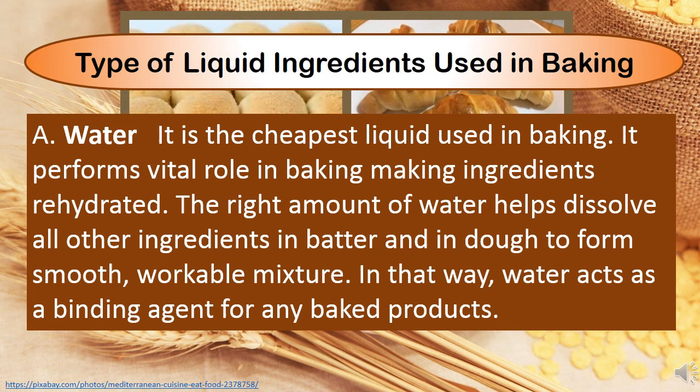Types of liquid ingredients used in baking. First is the water. It is the cheapest liquid used in baking. It performs a vital role in baking, making ingredients rehydrated. The right amount of water helps dissolve all other ingredients in batter and in dough to form a smooth, workable mixture. In that way, water acts as a binding agent for any baked products.